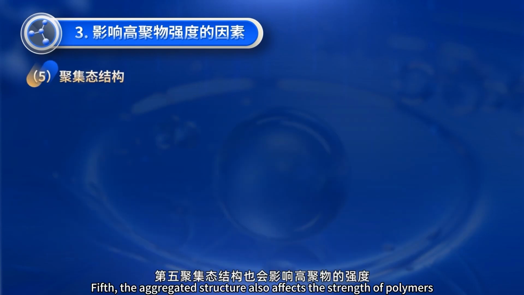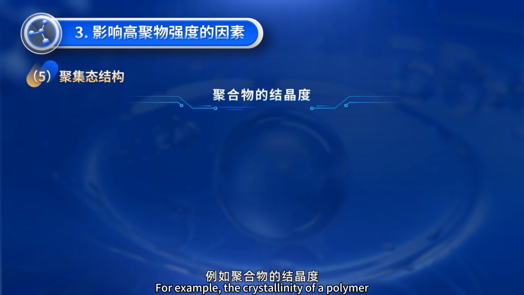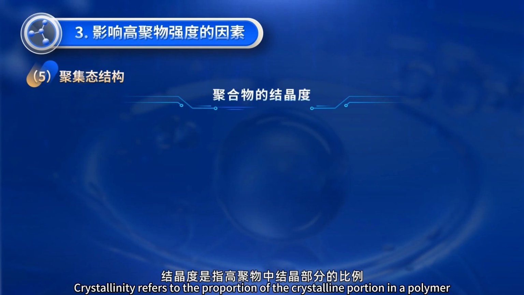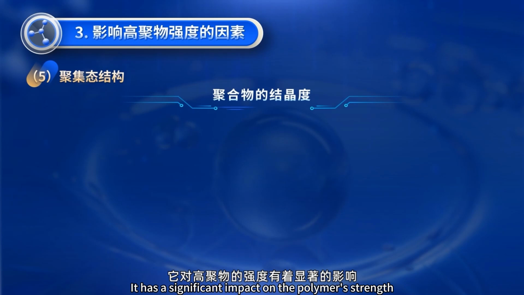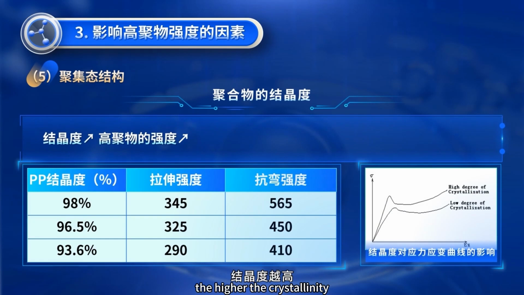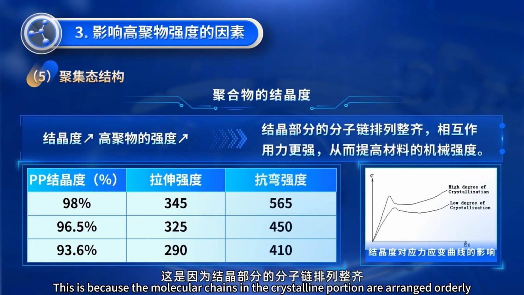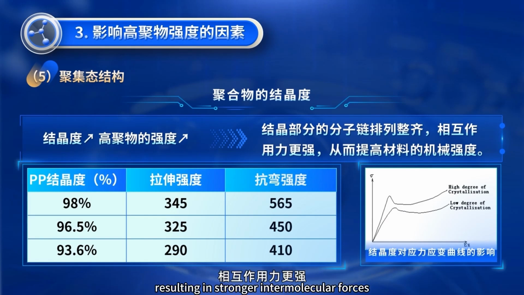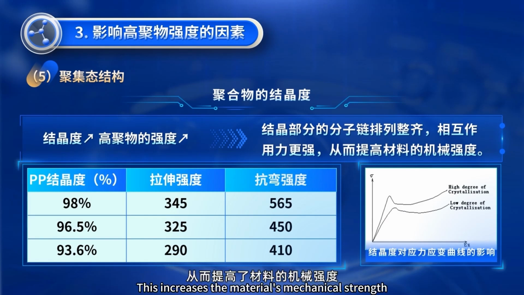Fifth, the aggregated structure also affects the strength of polymers. For example, the crystallinity of a polymer. Crystallinity refers to the proportion of the crystalline portion in a polymer. It has a significant impact on the polymer's strength. In general, the higher the crystallinity, the higher the polymer's strength. This is because the molecular chains in the crystalline portion are arranged orderly, resulting in stronger intermolecular forces. This increases the material's mechanical strength.